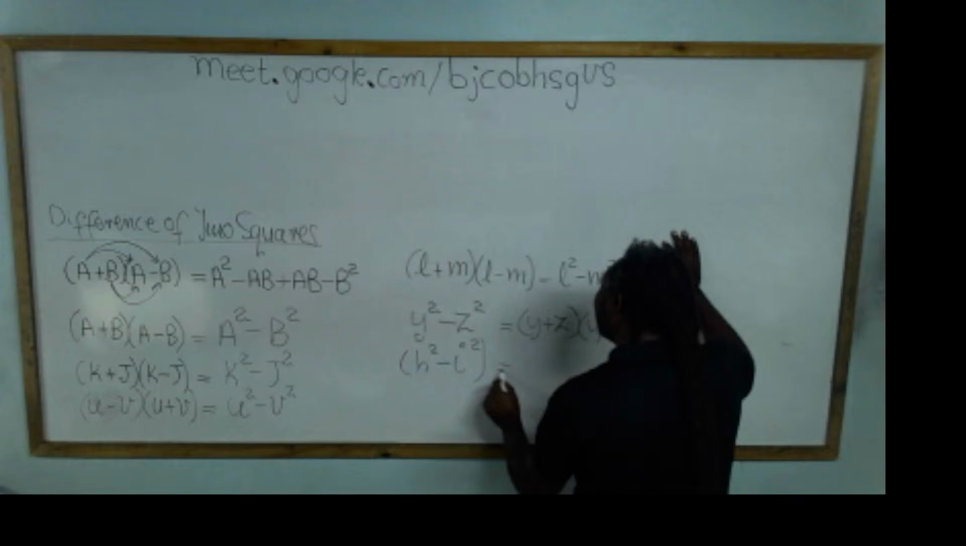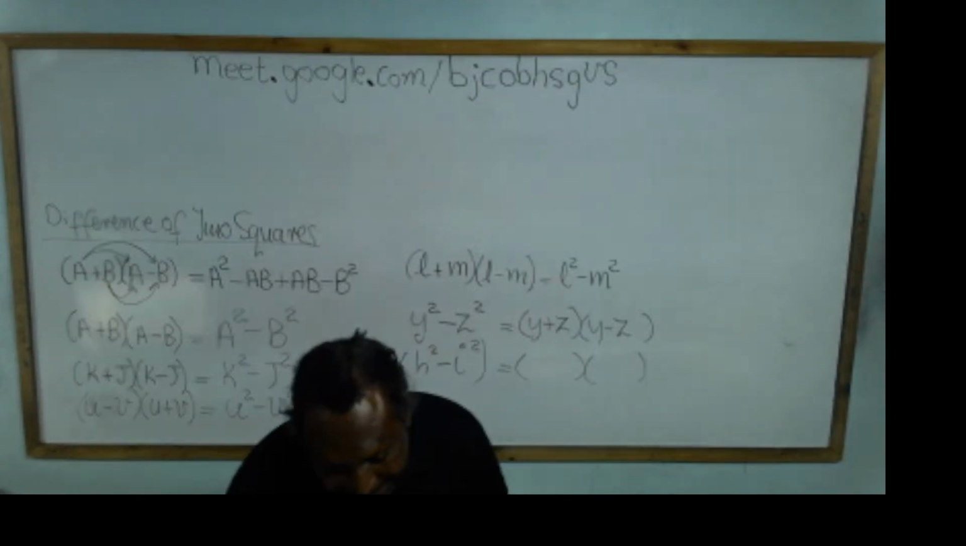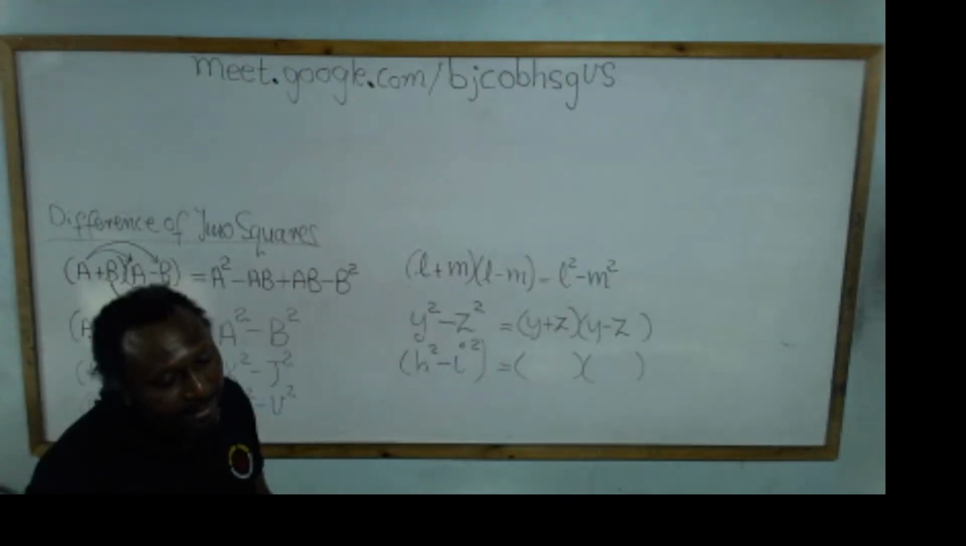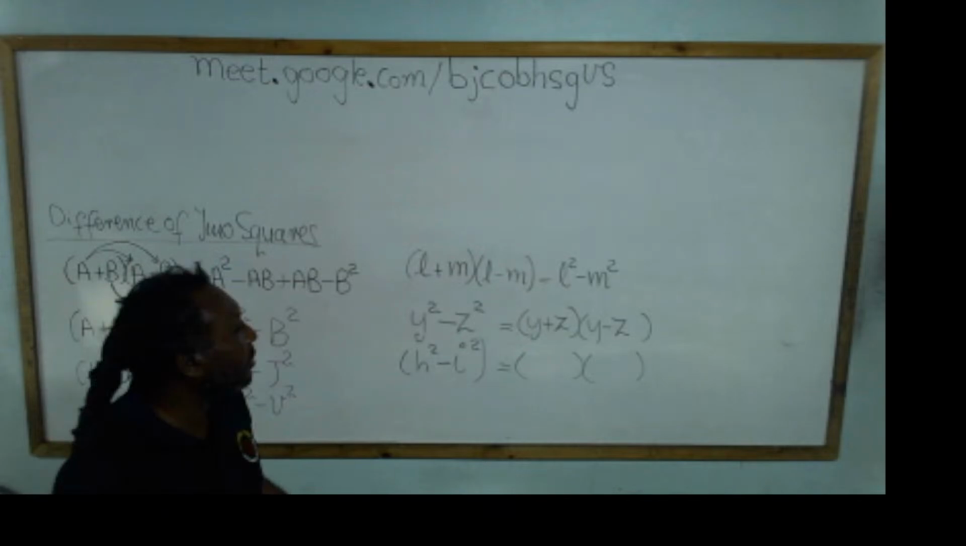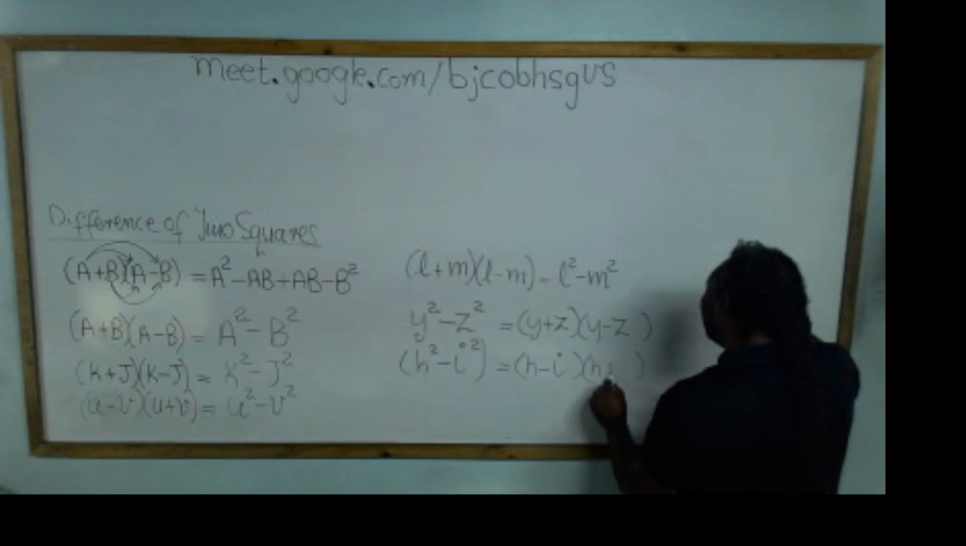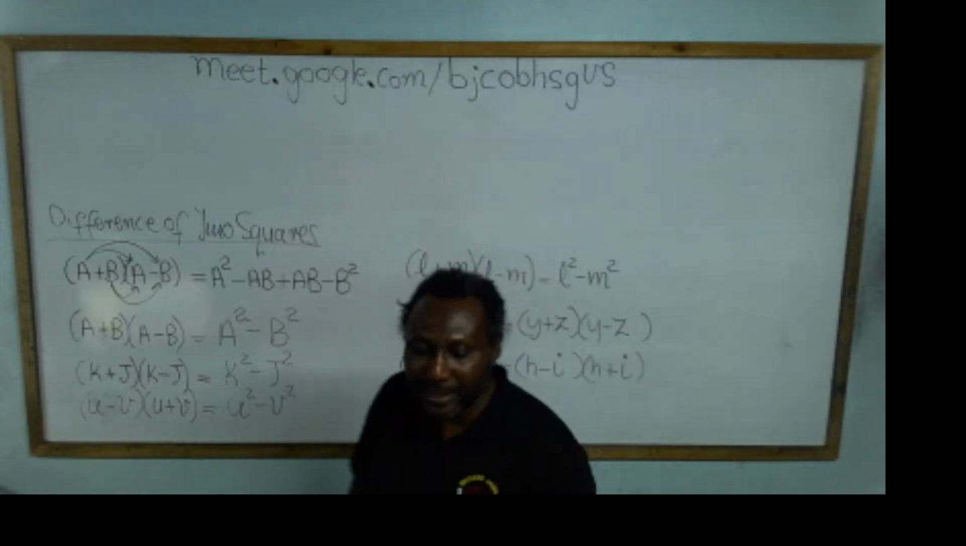If that is the case, all right. What about this one? Pretty much the same thing. It's just that you can put it the other way around. H minus I, H plus I. Right, you could put the minus in the first bracket or in the second bracket, depending.